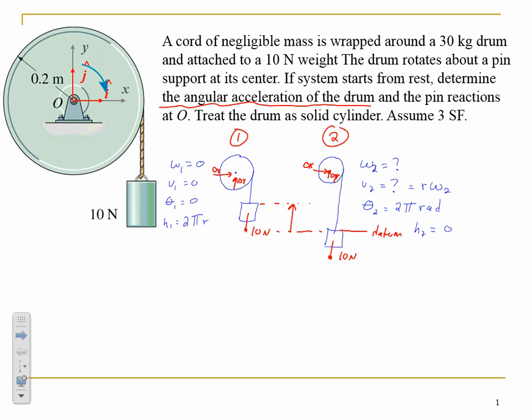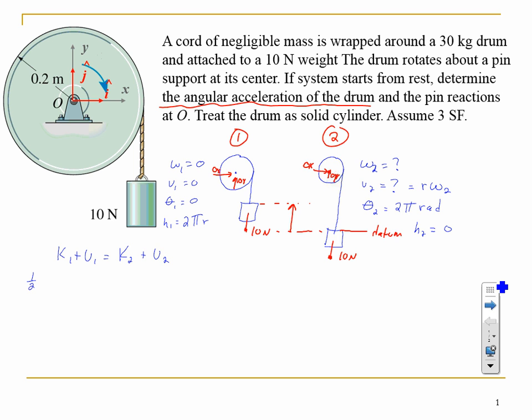Now I can set up a conservation of energy equation. There's no friction involved here in the system, or there's no friction that does work. So I can say K1 plus U1 equals K2 plus U2. So the kinetic energies, there's going to be an angular or rotational kinetic energy for the drum and a translational kinetic energy for the weight. So I'm going to write those terms.